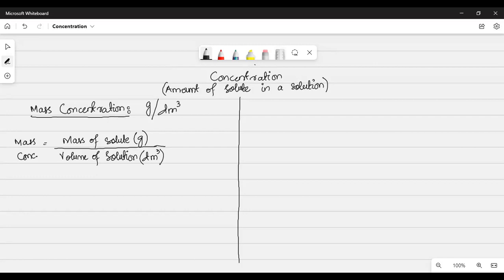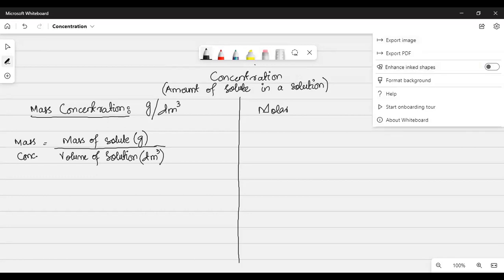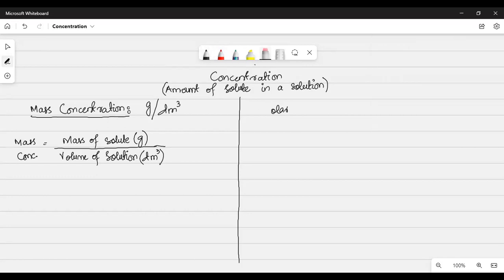On the other hand, we have the standard type. I have no idea why it converts my M into a triangle. Okay, molar concentration.